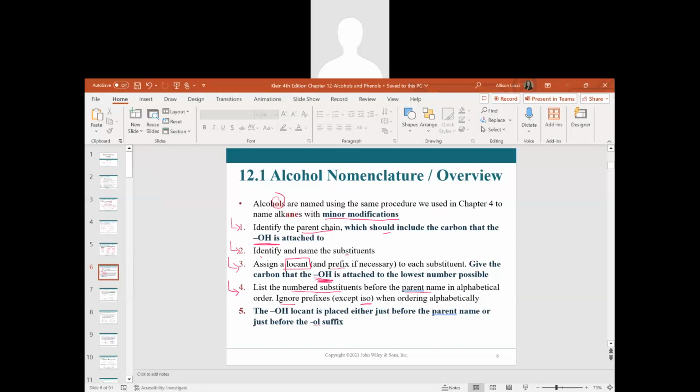So let's see our last step here. When we name the alcohol itself, we also have to include a locant within the name. So either at the ending, or we can also embed that "ol" in the middle of our name. We'll see examples of that with our practice problems from this chapter.